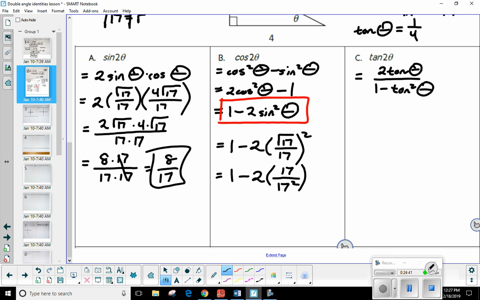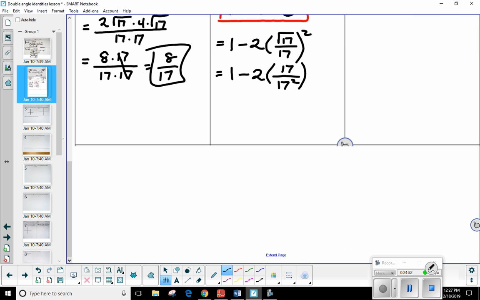Okay, so is everybody okay with how I went from here to here? The square root of 17 squared is just 17, and 17 squared. The reason I left it like this is that you could just say 1 minus 2 times 17 over 17 times 17 and cross out a couple of those. So this is really 1 minus 2 17ths. Is everybody okay with that?